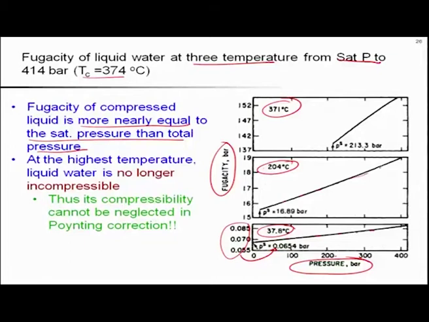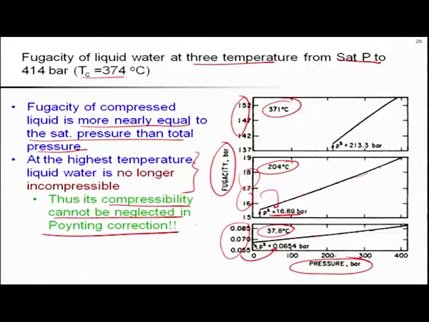So for example here also we can look at it. These are the fugacity of the compressed liquid at very high pressure, but this is very close to the saturation pressure. And the other important thing is that at high temperature liquid water is no longer incompressible, which is evident from these values of the fugacity, because it deviates significantly from here. This indicates that at very high temperature the compressibility cannot be neglected in Poynting corrections. So this is a very practical example considering real systems in order to understand the effect of pressure at different temperatures.